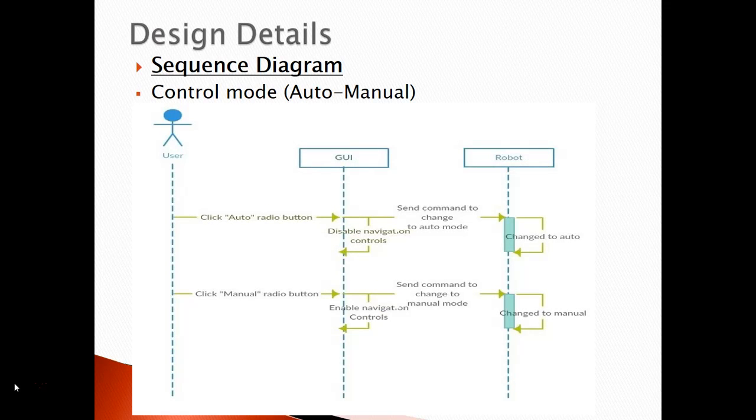Next sequence diagram is for changing the control mode of the robot. When the user selects auto in the GUI, the navigation buttons will be disabled and the robot will change to auto mode. The user will also be notified with a message in the GUI. If the user selects manual in the GUI, the navigation buttons will be enabled and the robot will change to manual mode.